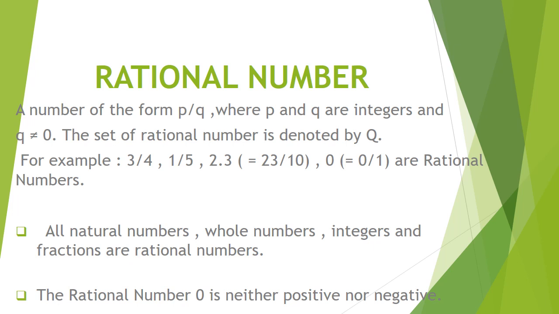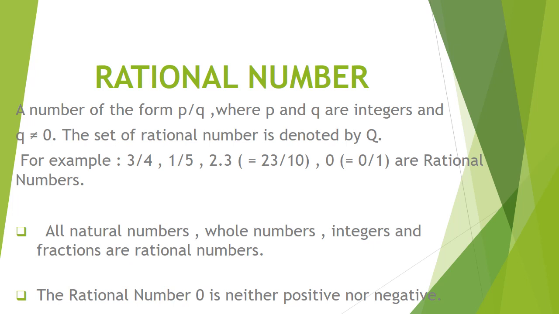Definition of a rational number: a number of the form p upon q, where p and q are integers and q is not equal to 0. That is, the numerator and the denominator are integers and the denominator is not equal to 0. The set of rational numbers is denoted by Q.